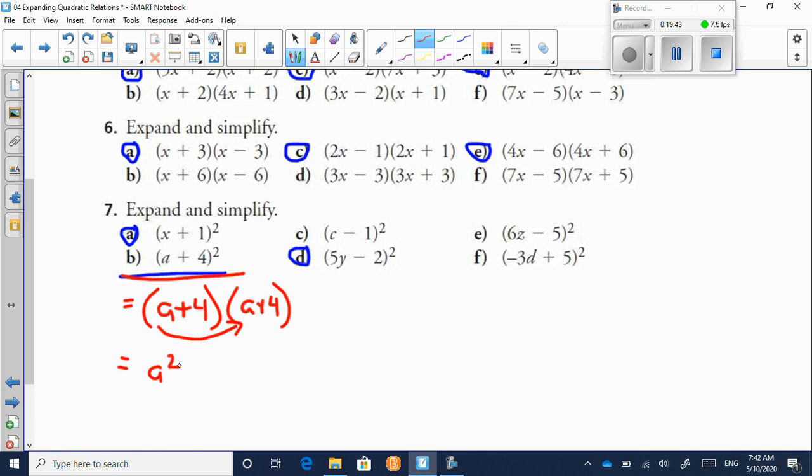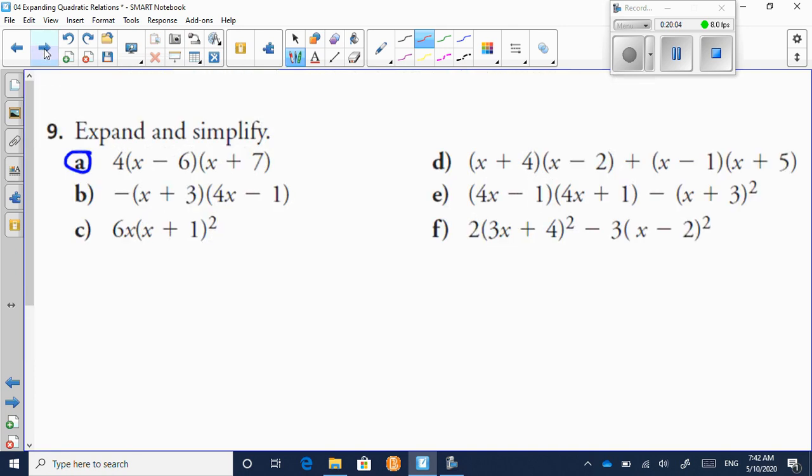It's just going to be a squared plus 4a plus 4a plus 16. Okay, and then I collect my like terms, and it's a squared plus 8a plus 16. So don't be afraid if it shows a bracket. I just wanted to show you that one.